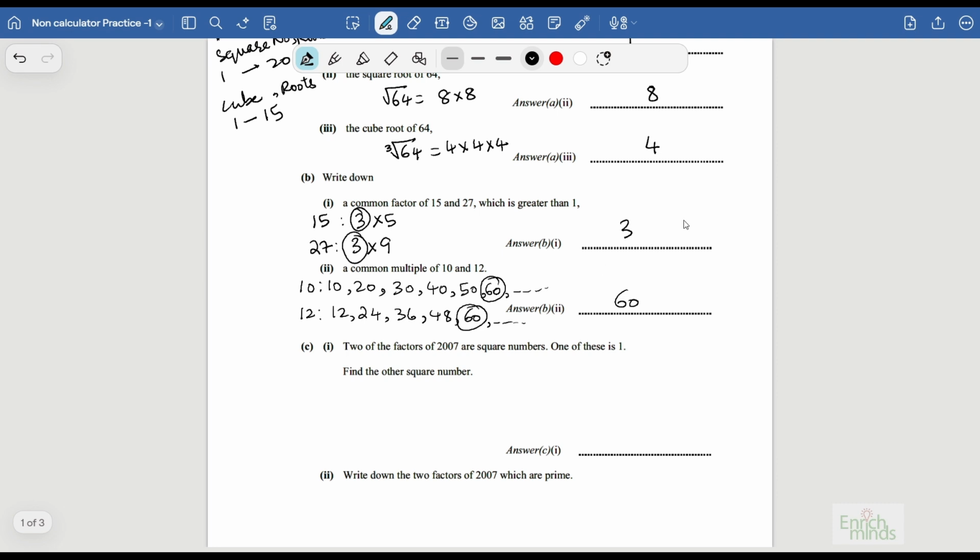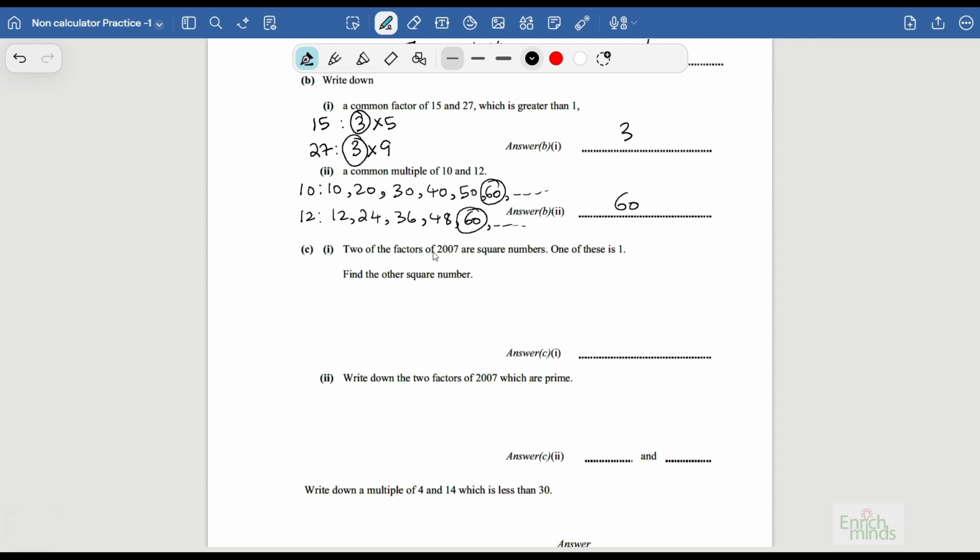You can go ahead and watch my videos where I have explained the concept of factors, multiples, and square numbers, cube numbers, prime numbers. I will link the video somewhere here.